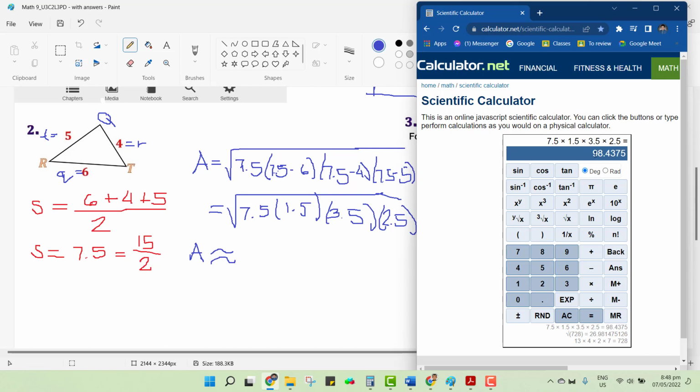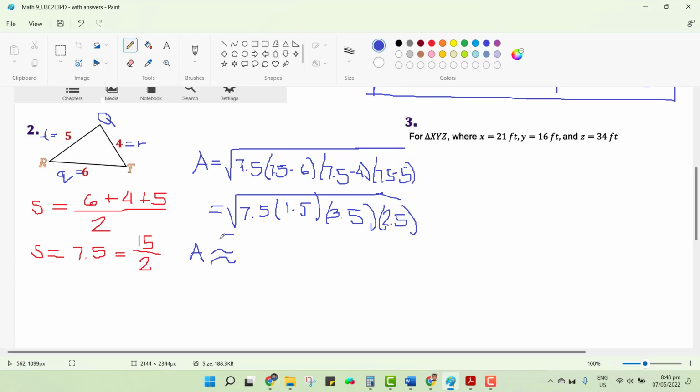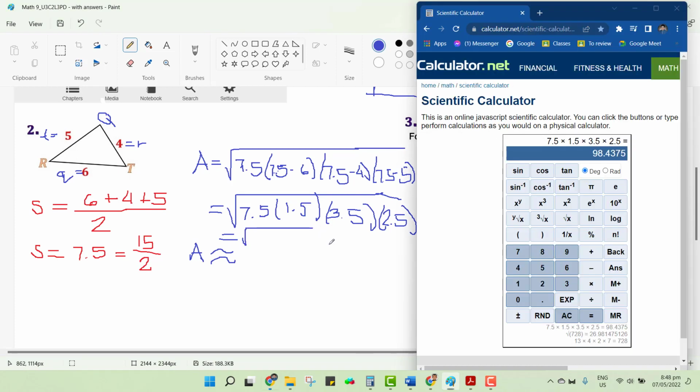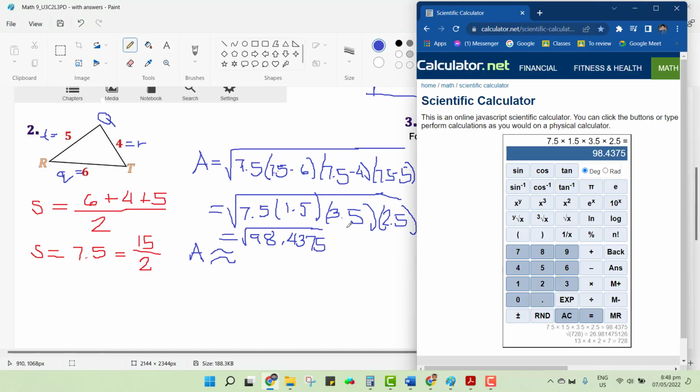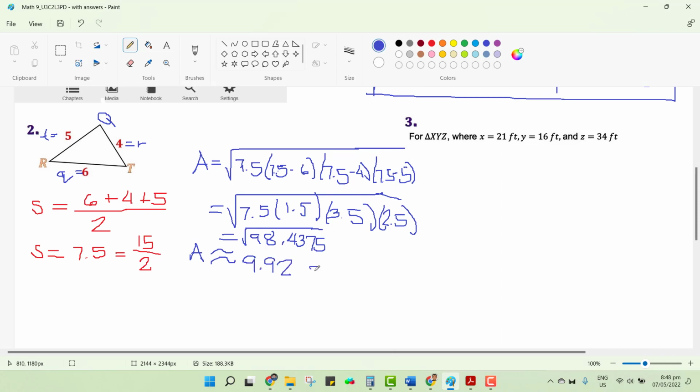So 98.4375 rather. Let me just write this here so I will not forget the value. 98.4375. Let me check. All right. So then, if I'm going to click the square root of 98.4375 equals, you will get an approximated value of 9.92 square units. This is the answer for number 2. Sorry, that's square units. Okay, so this is how we do it using Heron's formula.